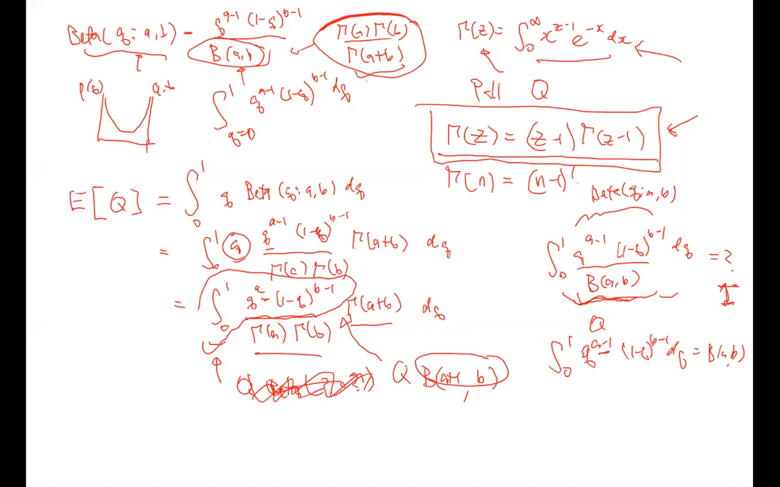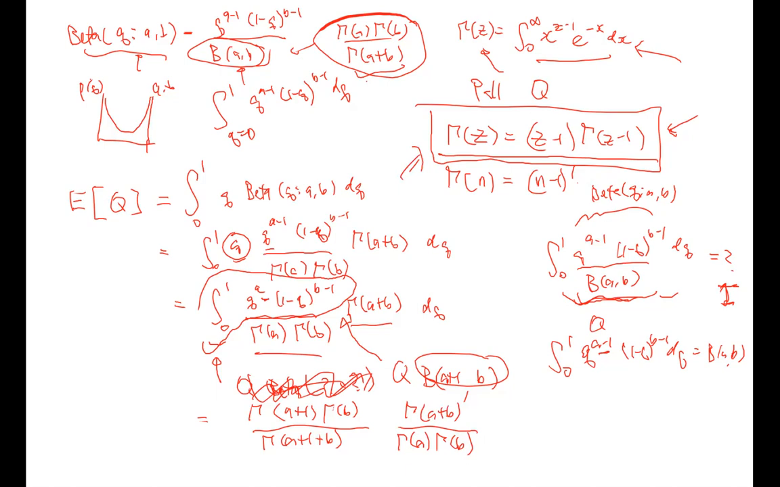This one is equal to B(a+1, b). So therefore, B(a+1, b) would be Γ(a+1)Γ(b) over Γ(a+1+b), divided by Γ(a)Γ(b)/Γ(a+b). Now I can use this fact here.